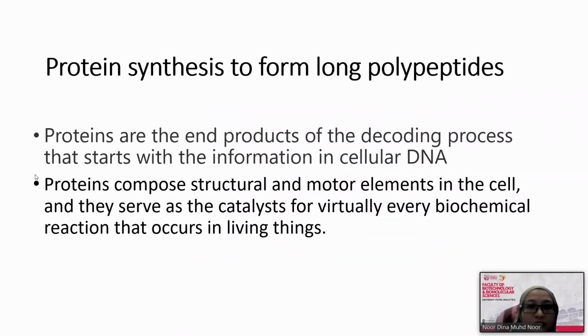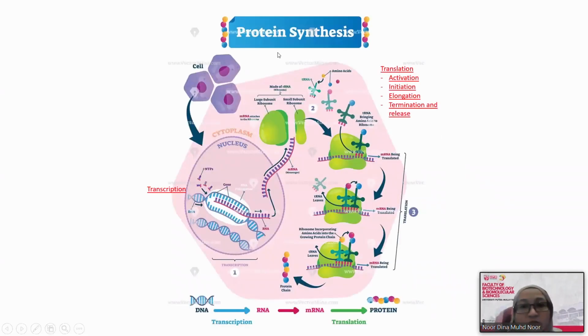And we know that protein synthesis, we have discussed how the protein is synthesized to form a long polypeptide, right? And at the end of it, we have a long polypeptide, which is the product from the decoding process of the DNA or genetic material in the nucleus. All right. And so we have discussed the protein synthesis step by step, on how the protein is synthesized.